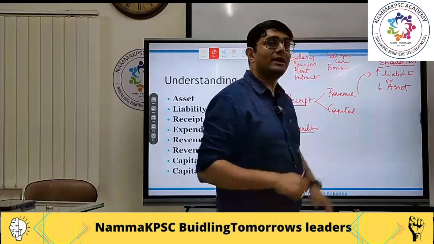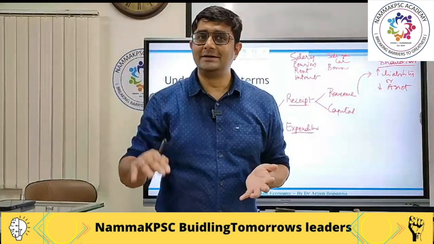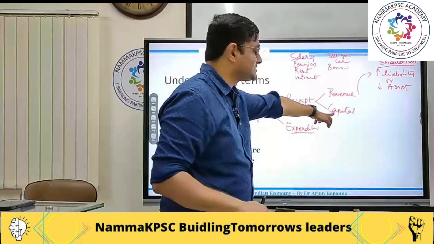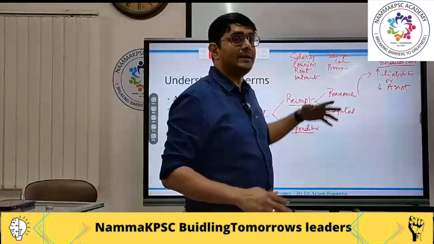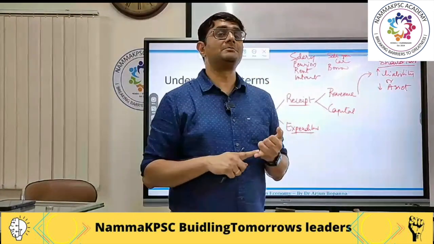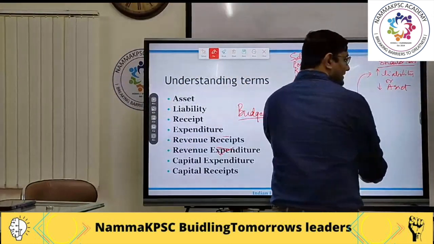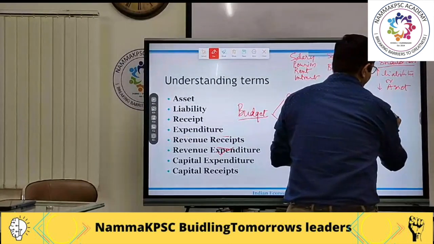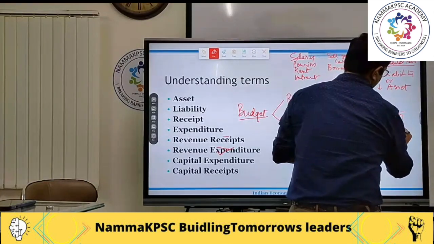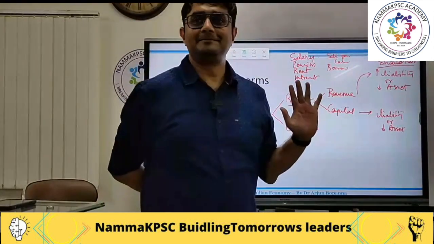Whereas when you sell your car or house, you will get money, but your asset has reduced. When you sell your house, the asset has reduced, so that comes under capital receipt. Similarly, borrowing: you borrow 1 lakh from your friend. You get that money, but it involves liability. So a capital receipt is any receipt which creates liability or reduces an asset.